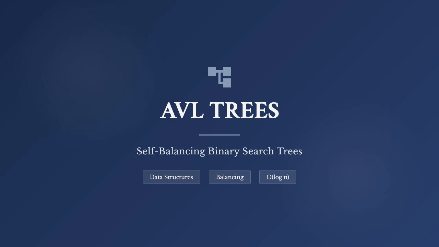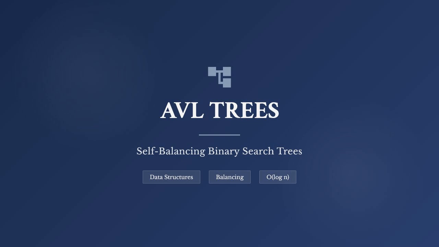What makes AVL trees special is their ability to maintain balance automatically after insertions and deletions. This ensures that operations like searching remain efficient even in the worst case. Throughout this presentation, we'll understand the mechanics behind AVL trees, including how they maintain balance and why this balance is so important for performance.